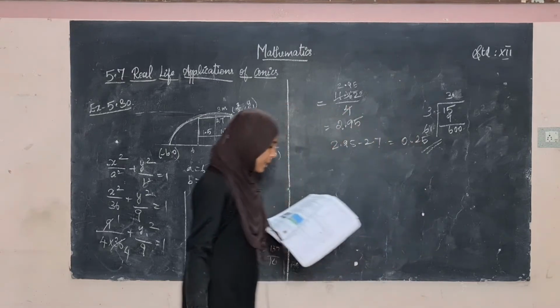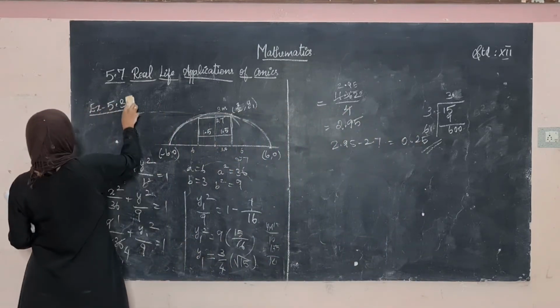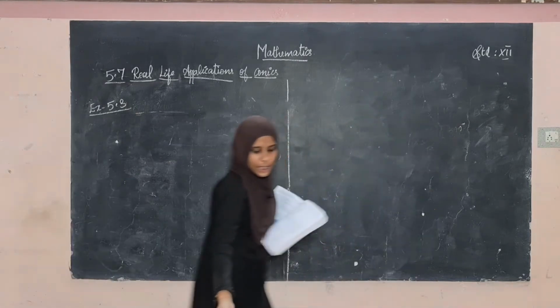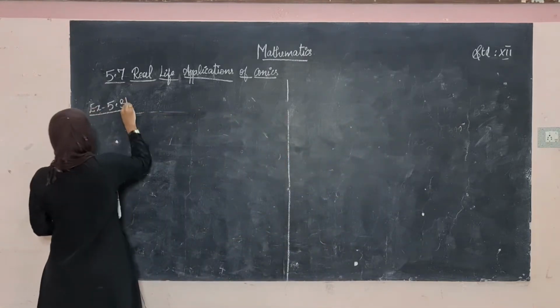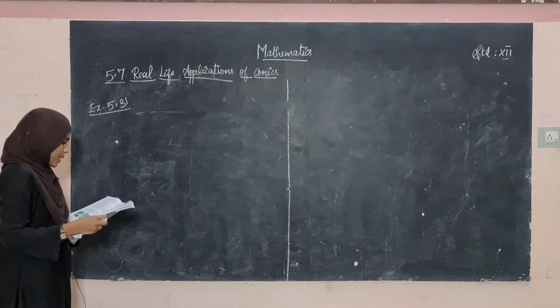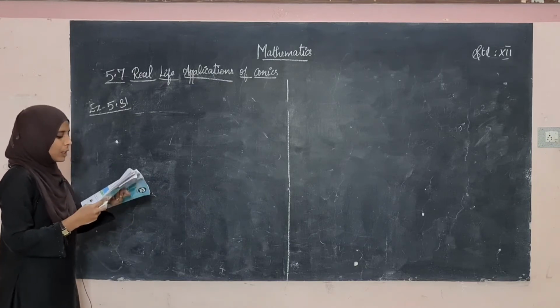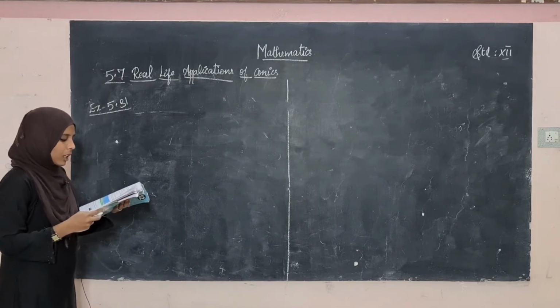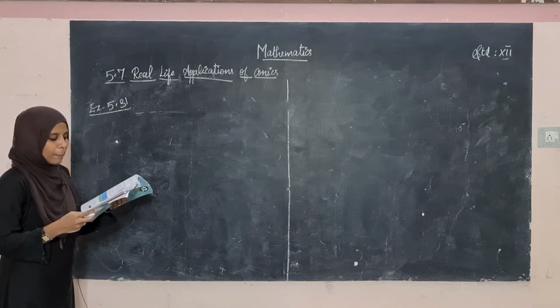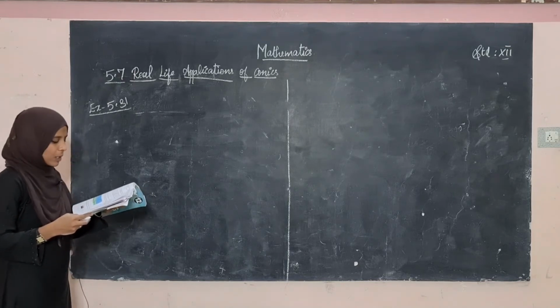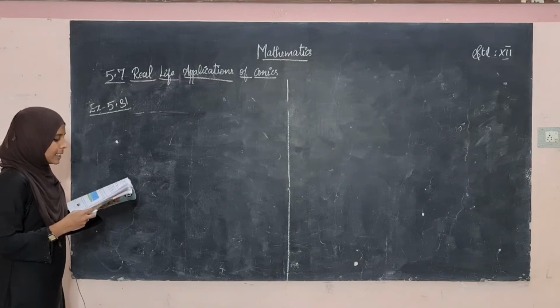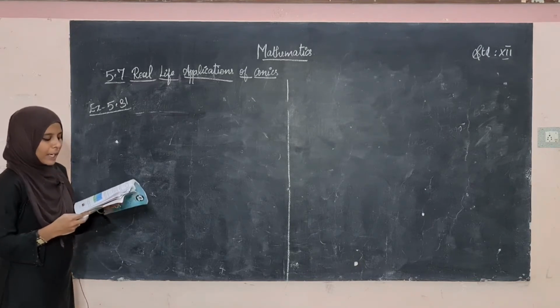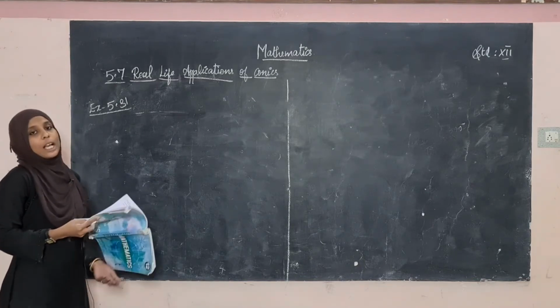Okay, now let us see the second sum, the next example, Example 5.31. So what's the question? The maximum and minimum distances of the earth from the sun respectively are 152 into 10 power 6 kilometer and 94.5 into 10 power 6 kilometer. The sun is at one of the foci of the elliptical orbit. Find the distance from the sun to the other focus.